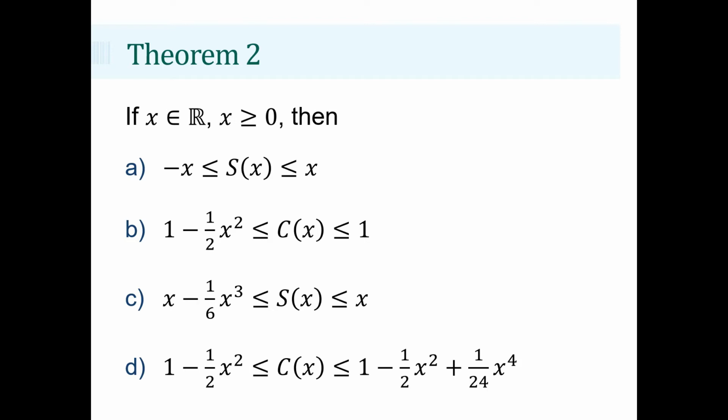Third, s of x is greater than or equal to x minus 1 over 6 x cubed but less than or equal to x. And finally, c of x is greater than or equal to 1 minus 1 half x squared but less than or equal to 1 minus 1 half x squared plus 1 over 24 x raised to 4. Now, we will show you the proof of this theorem. Let's start with the first.